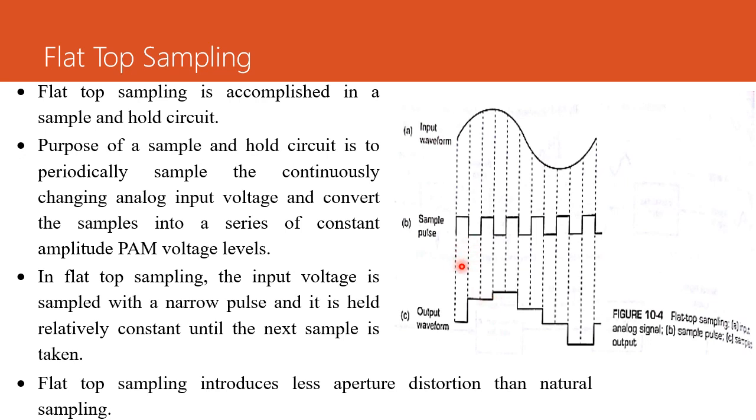So in flat top sampling, your output will be like a flat top. That is, your output will retain a constant value until the next sample is taken. Flat top sampling introduces less aperture distortion than natural sampling. In this flat top sampling, the output waveform produces a series of relatively constant output voltage levels.